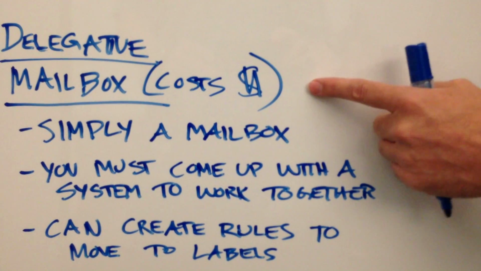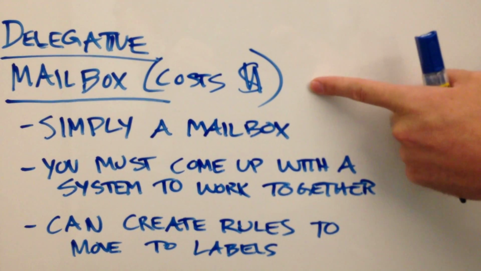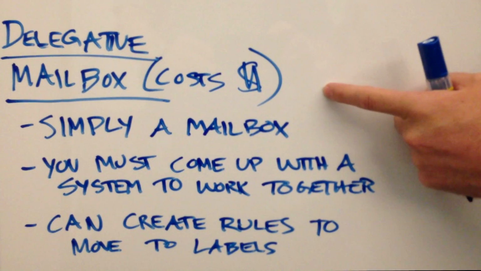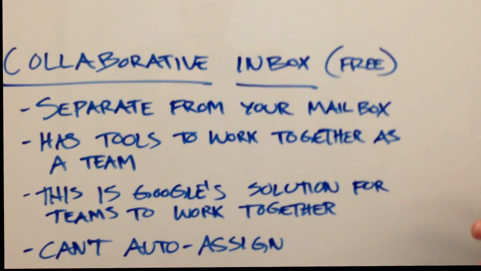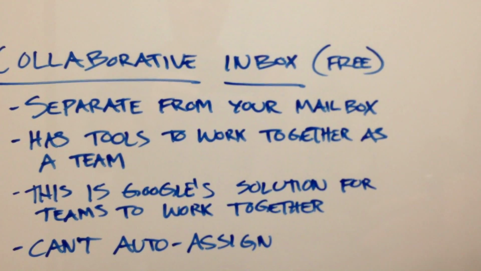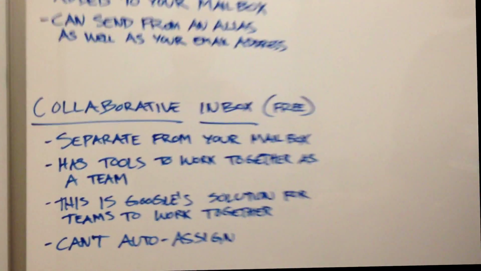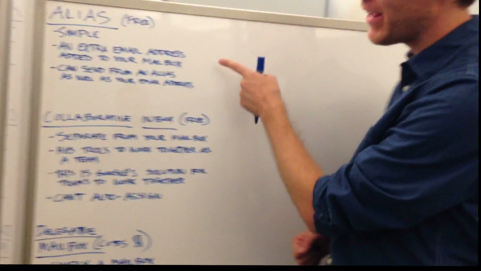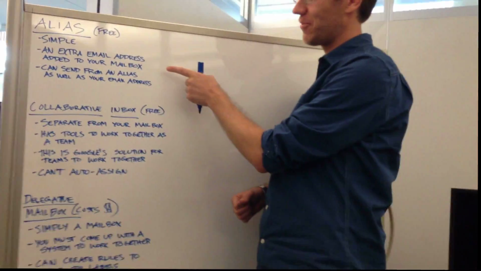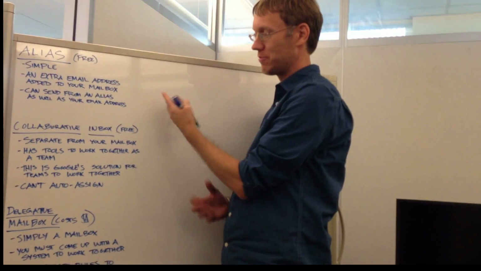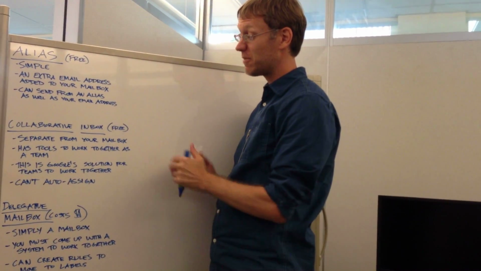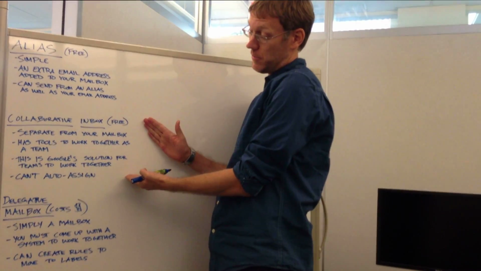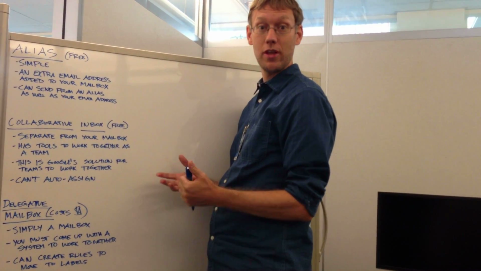To delegative inbox, because it also costs money. We, as an organization, have to pay each year for this, whereas the collaborative inbox and the alias are totally free. You can have as many of these as you want, within reason. I think you can have up to 30 aliases on your personal email, which is more than we need, and we can have unlimited collaborative inboxes. And the space on the collaborative inbox doesn't use up the space on your personal inbox.